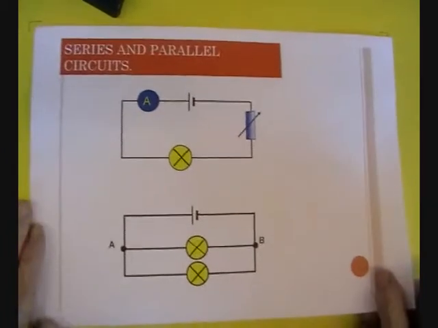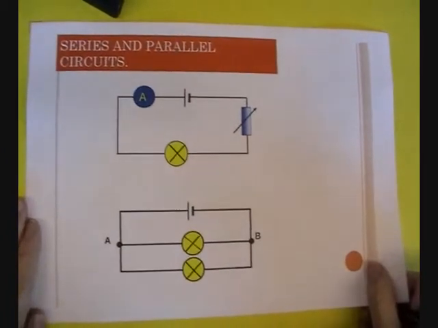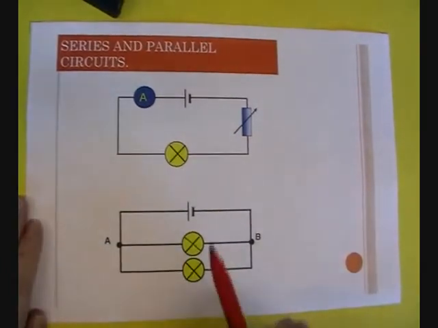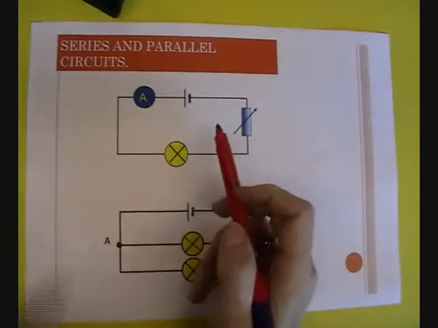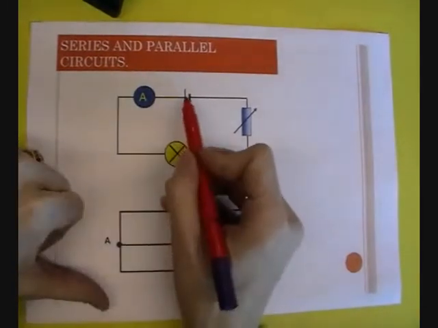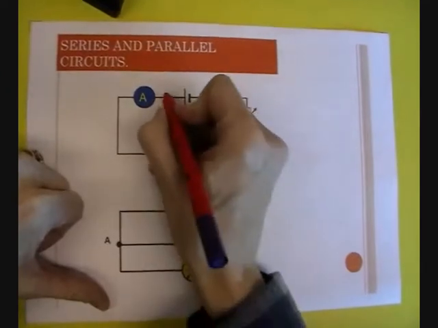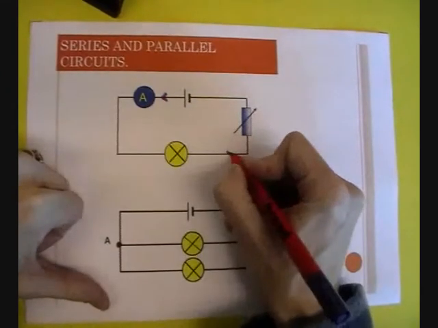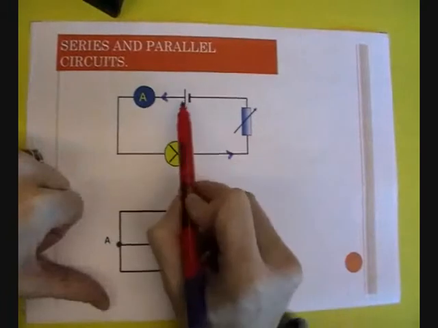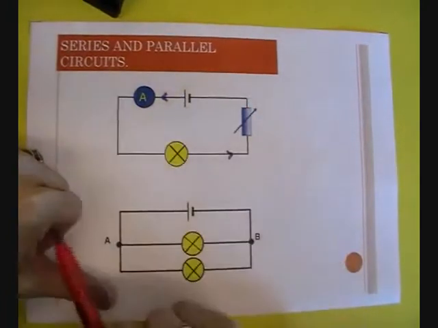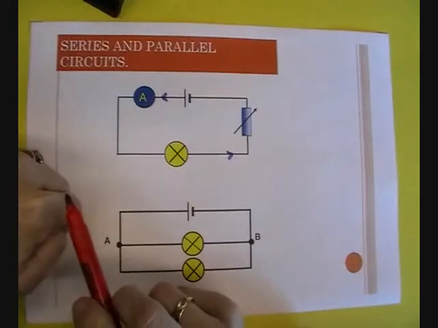Right, series and parallel circuits. Now you know that there are two types of circuit. You've learnt this down the school. The first one is a series circuit, and in a series circuit, the current coming from the battery, we always put in current coming from positive to negative. Okay, and the current going from the battery goes through every single part of the circuit and back to the battery again, and that's what a series circuit is.